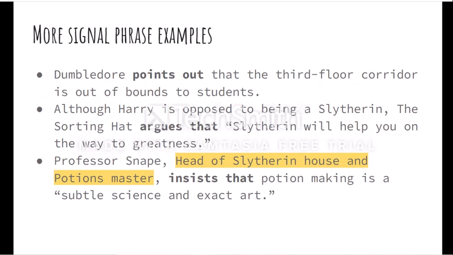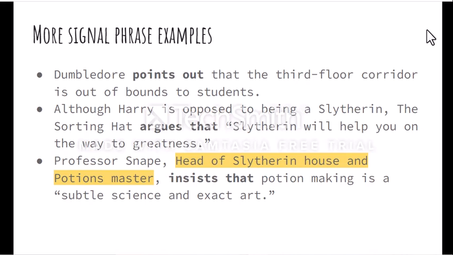Here are some more examples of sentences using signal phrases. Remember that these signal phrases show that I'm about to use a quotation or a borrowed fact from my text. Here's the first example. Dumbledore points out that the third floor corridor is out of bounds to students. Notice I've got the words points out in bold. That means that's my signal phrase. I've taken this from a part of the book where Dumbledore is giving some instructions.